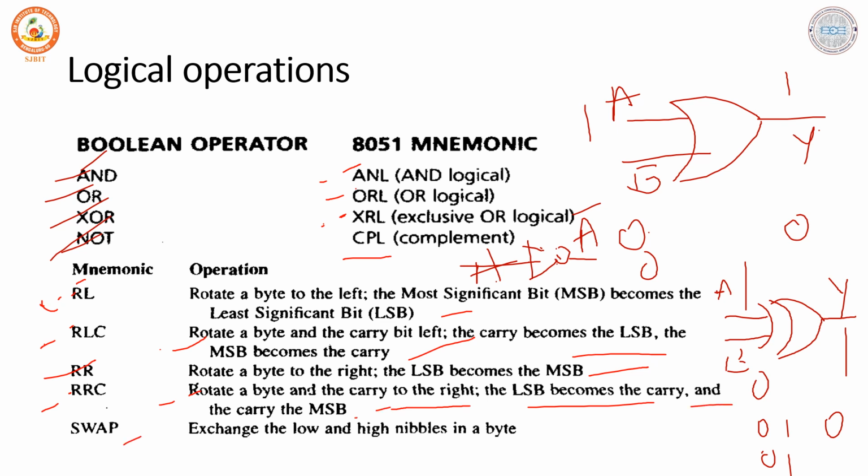SWAP is an instruction which exchanges the lower and higher nibbles of a byte. Okay, so if you have a byte, then the lower and the higher nibbles, let me write it as 7 8. Okay, 8 becomes 7, 7 becomes 8. So it is going to swap the lower and higher nibbles of a byte.